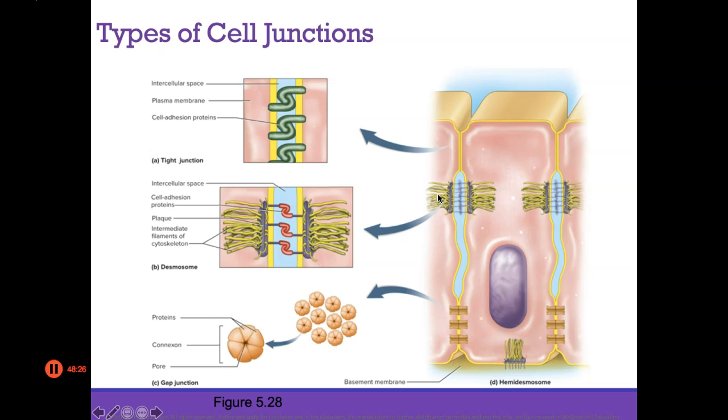And again, we need these, very important because we don't want cells to pull apart from each other. And this is what was deficient. There was an issue with this in that disease, epidermolysis bullosa simplex. Remember, those skin cells kind of just tore apart because there was nothing keeping them attached. And those gap junctions allow for rapid communication and transport of molecules.